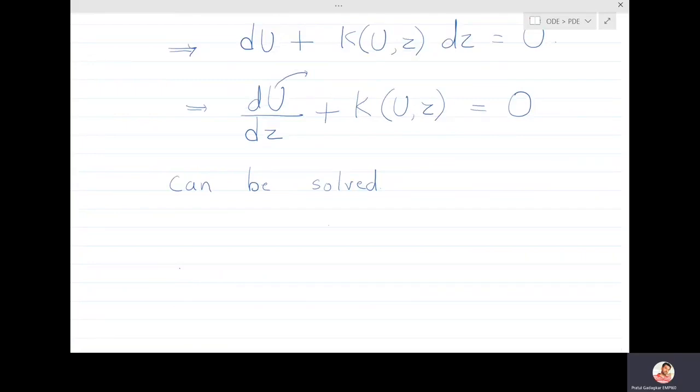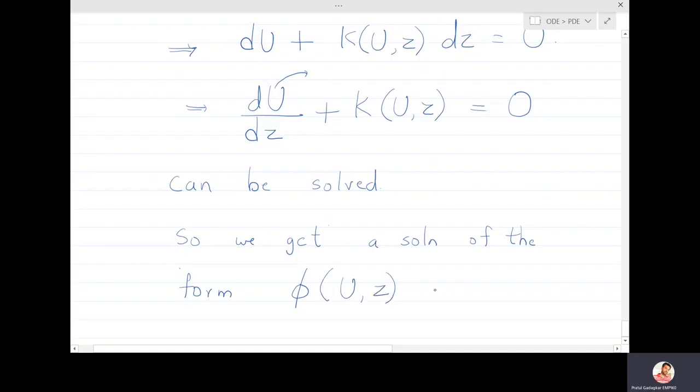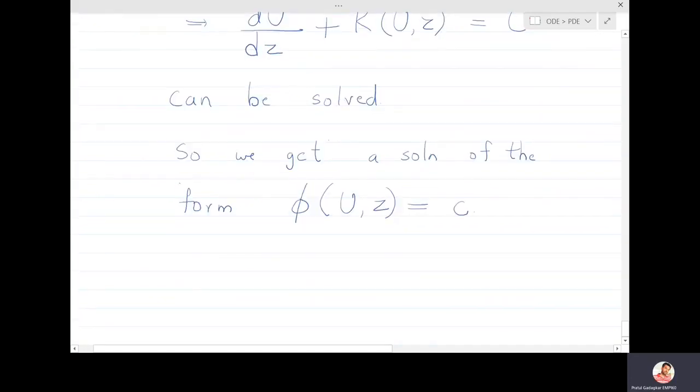So after solving this differential equation, what will you get? You will get a solution of the form, some function phi, which depends on u and z, equal to some arbitrary constant. But I know that this u depends on x, y and z. So when I substitute that u as a function of x, y, z, I will get a function of x, y and z. That function I will call u(x, y, z), and that will be some different constant.